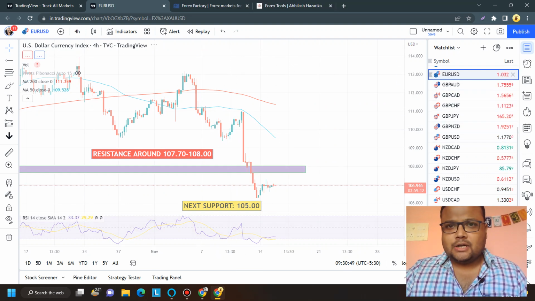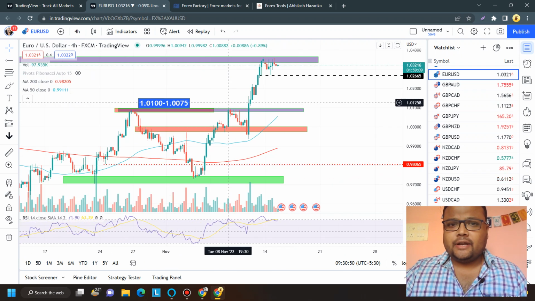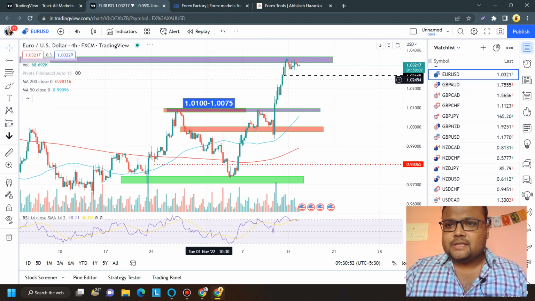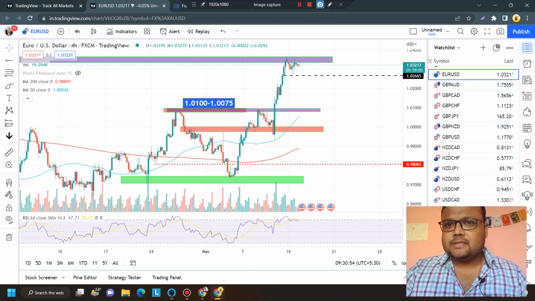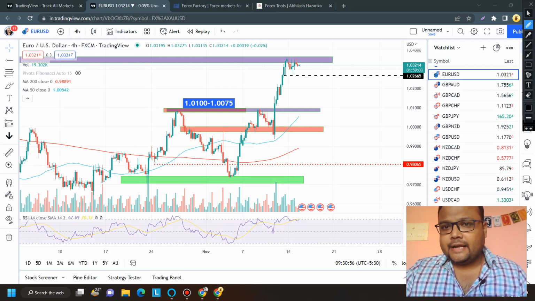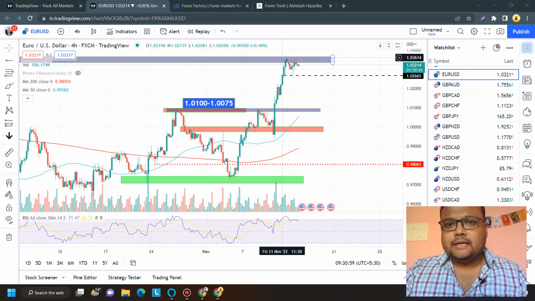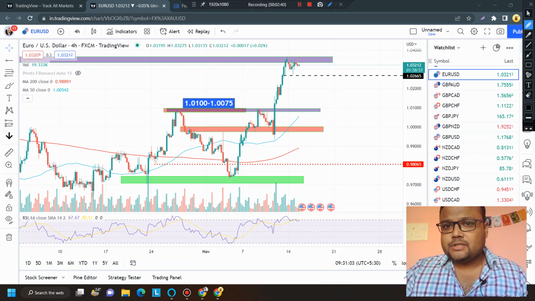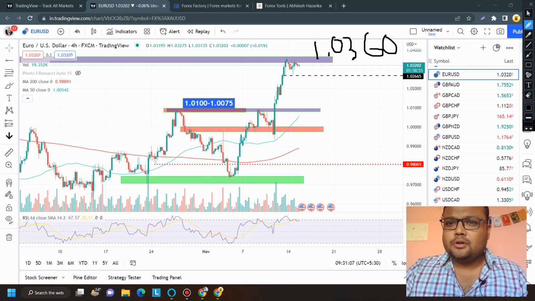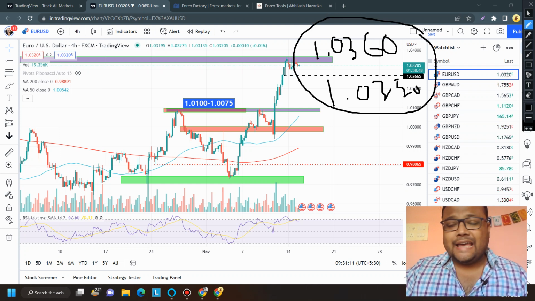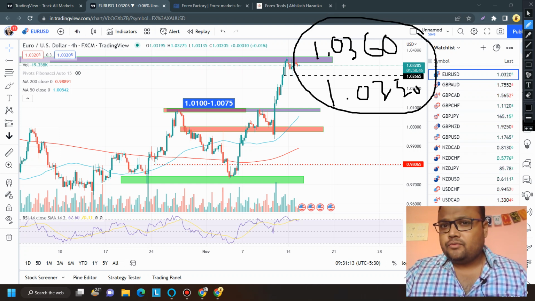Now let's look at the chart of Euro dollar. This is the Euro dollar chart right now, and the previous resistance level that we have discussed is still very much intact. You can clearly see that the market is unable to break the previous resistance. So the resistance of 1.0360 to 1.0350 is still very much acting as an important zone for the market.